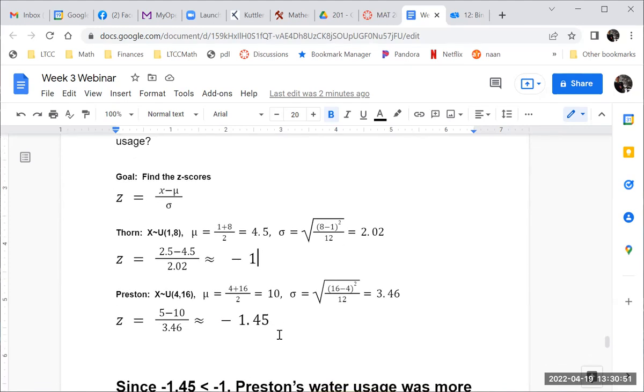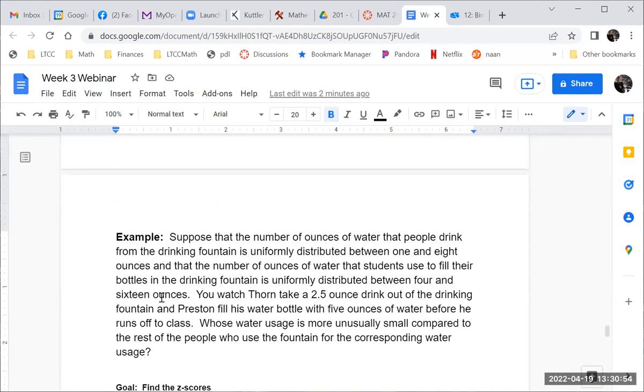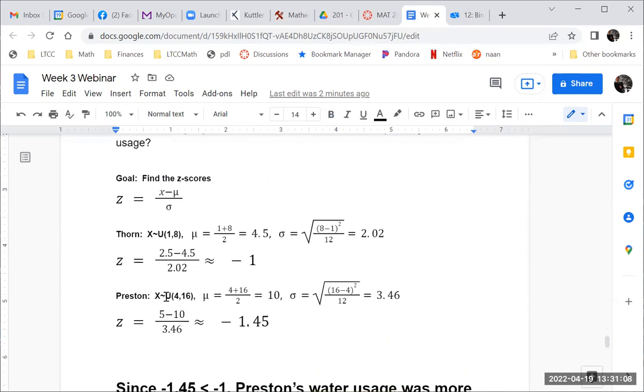Okay, then we do Preston. Preston, it says, was uniformly distributed between 4 and 16. So I can write that X ~ U(4, 16). The mean is a plus b over 2, or 4 plus 16 over 2. That's 20 halves or 10. The standard deviation is the square root of (16 minus 4) quantity squared over 12. And again, calculators are good for that, and I got 3.46 when I popped it in my calculator.